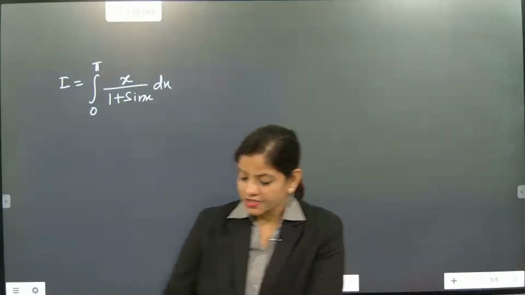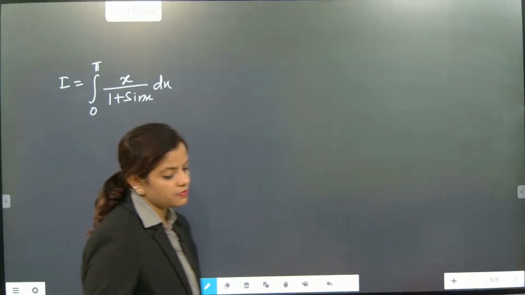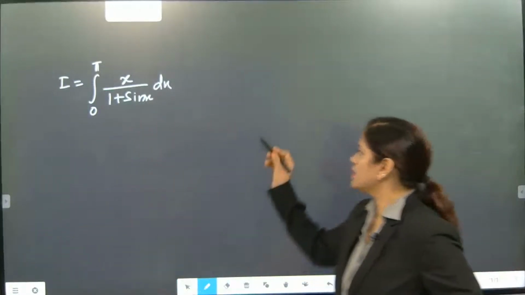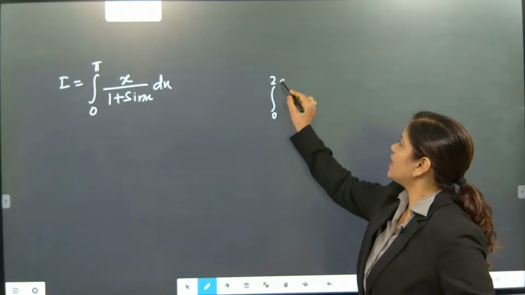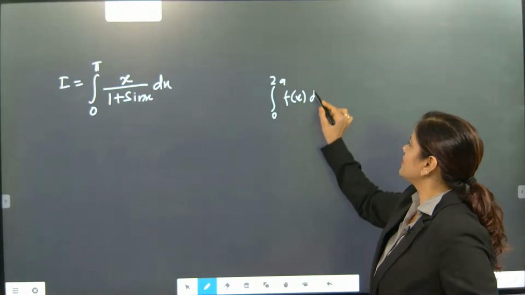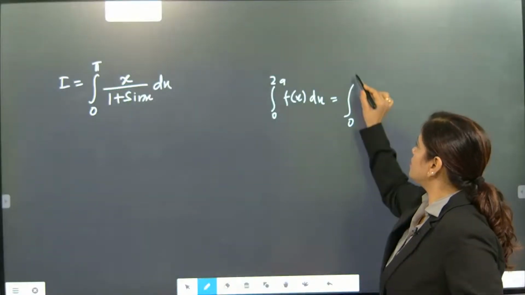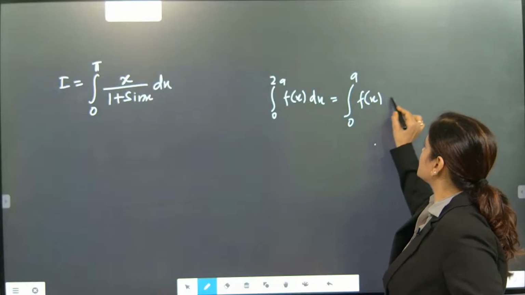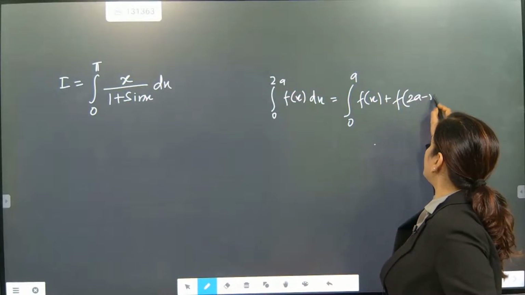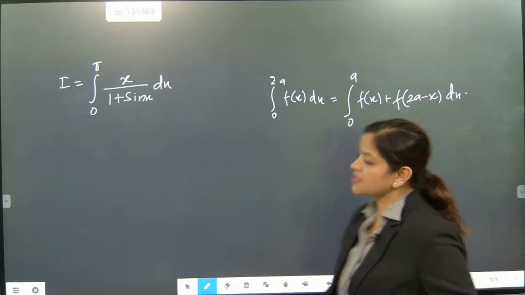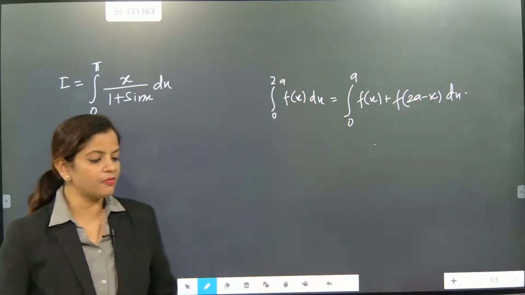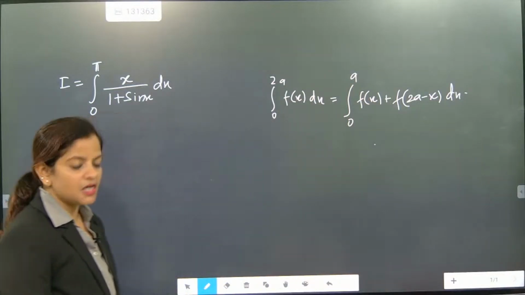Another one more formula is there now. What is the formula? We know that the integral from 0 to 2a of f of x dx will become the integral from 0 to a of f of x plus f of 2a minus x dx. This is exactly the formula. This is another formula format. Please kindly remember this and start solving the question.